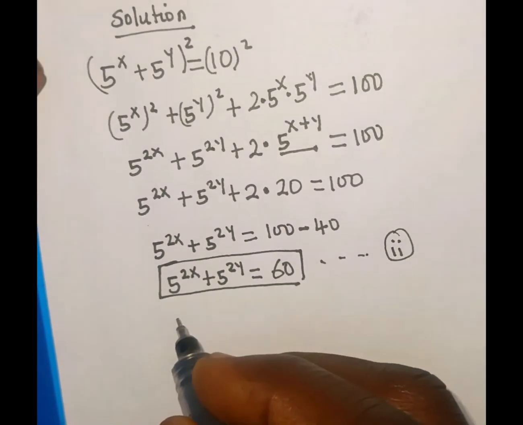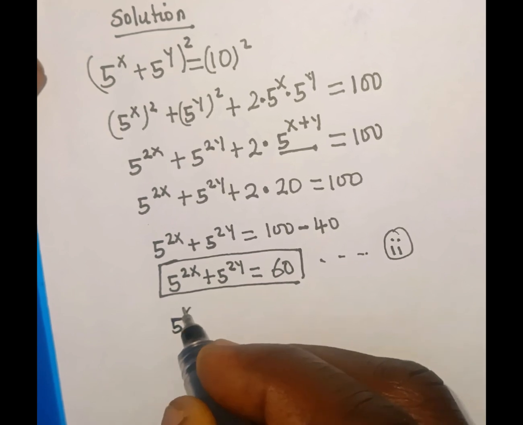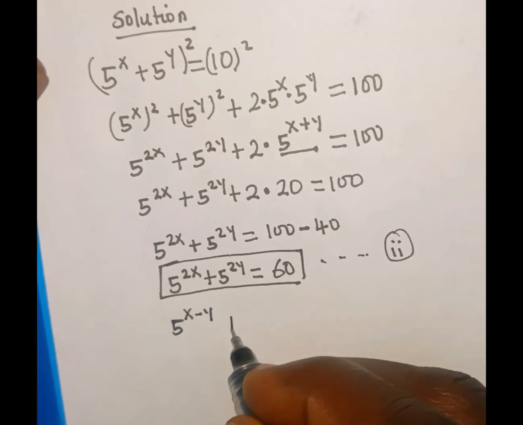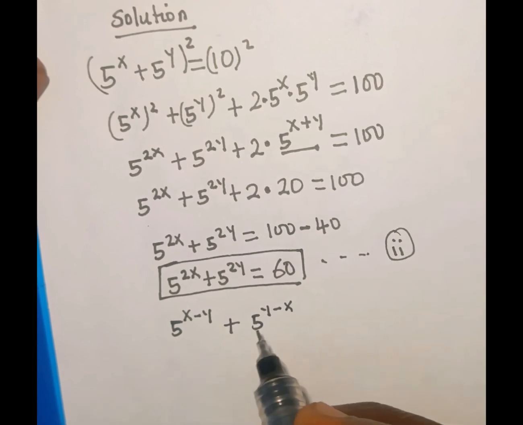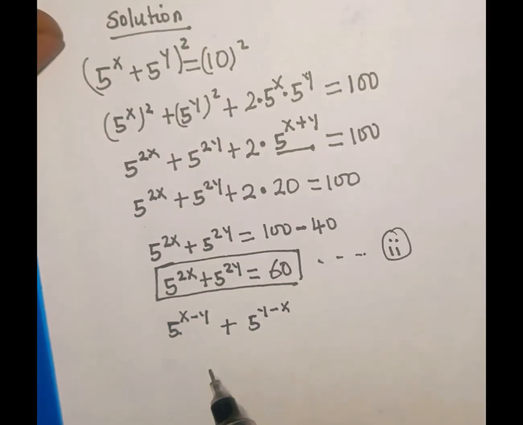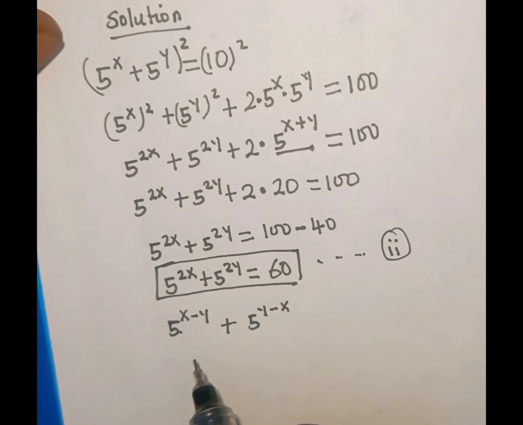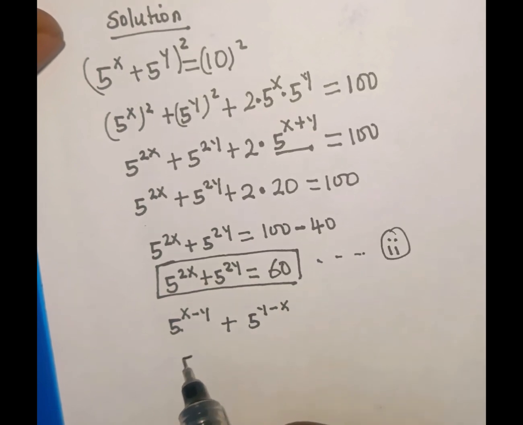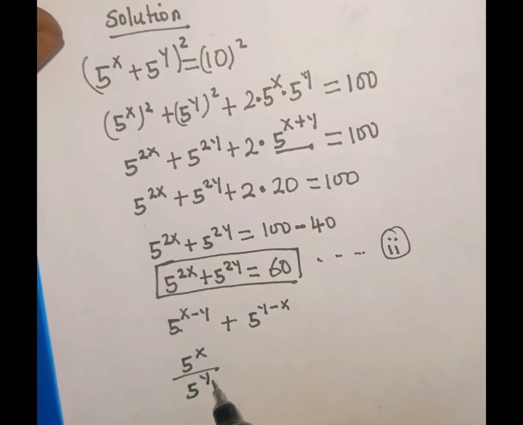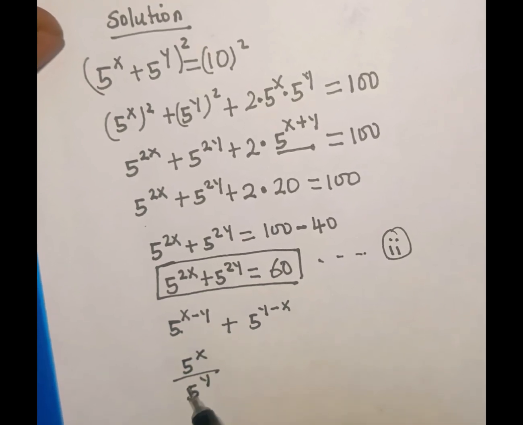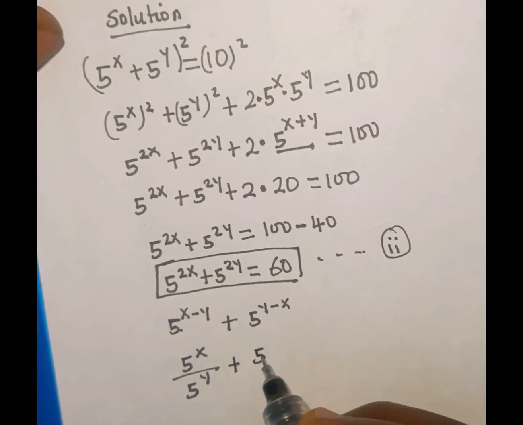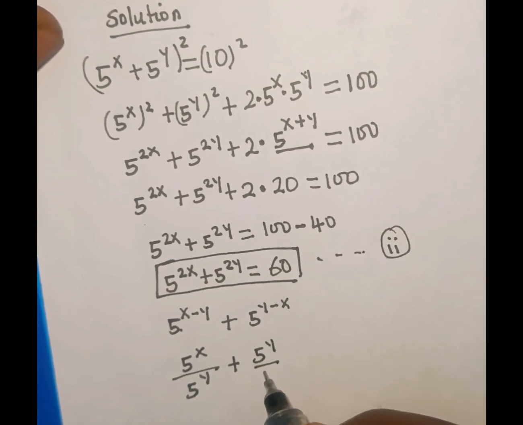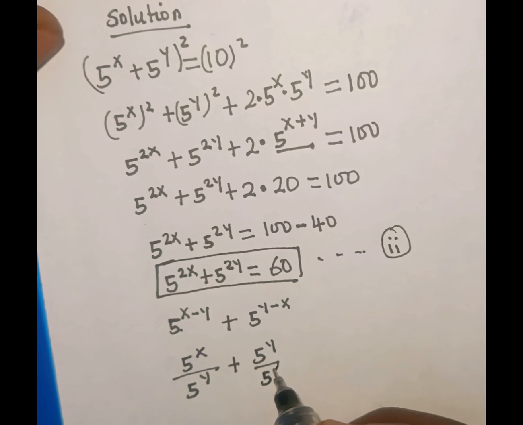So what we are looking for is 5 raised to the power of x minus y, then plus 5 raised to the power of y minus x. Then this is what we are looking for. So the next thing we are going to do is to recall the division property of indices. This can also be written as what? 5 raised to the power of x divided by 5 raised to the power of y. So this is equivalent to this using the division property of indices. Then plus, this is the same as what? 5 raised to the power of y, then divided by 5 raised to the power of x.